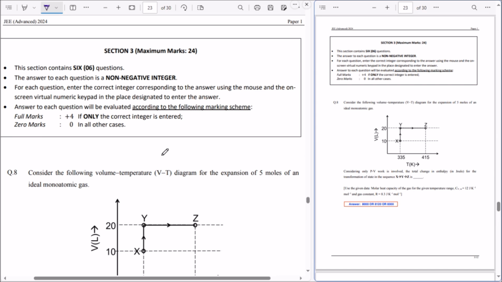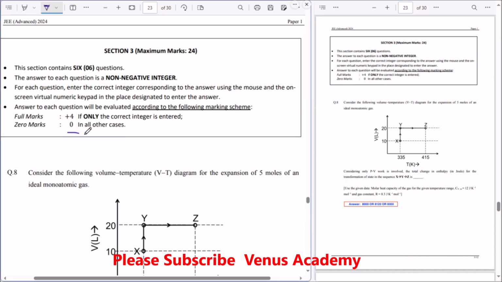And the answer for these questions you have to write a non-negative integer. The answer is a number which is a positive number. For each question you can use the numeric keyboard which is available on your screen. The answer to each question will be evaluated according to the following marking scheme. If you write the correct answer, you will get plus 4 marks and you will get 0 if you do not answer. At the same time, even if you write a wrong answer, you are not going to lose any marks.